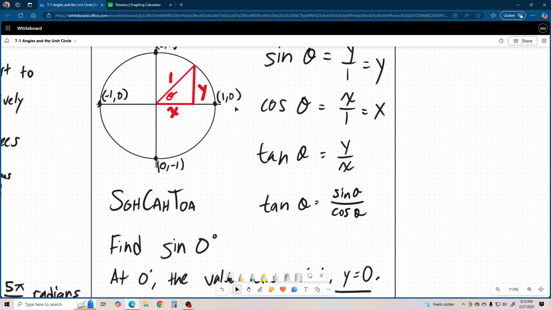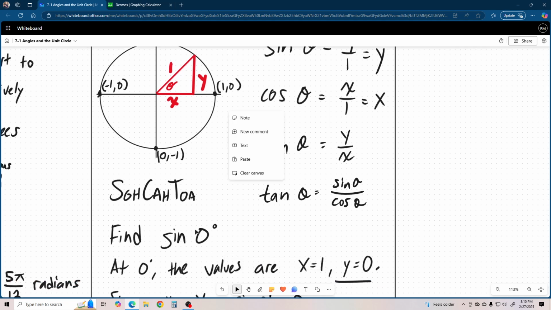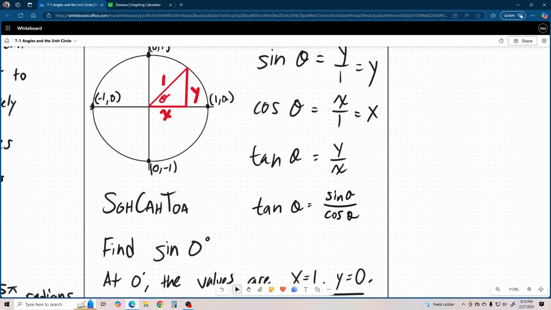Well, what is sine tied to? Because remember, we're finding sine of 0. Well, the sine is tied to our y value. So what is our y value here? It's 0. So sine of 0 is 0, right?